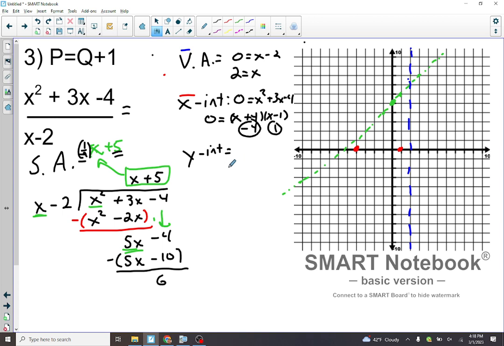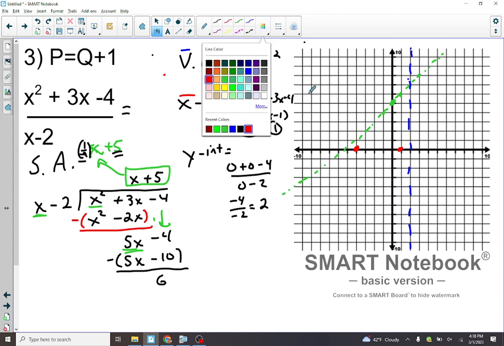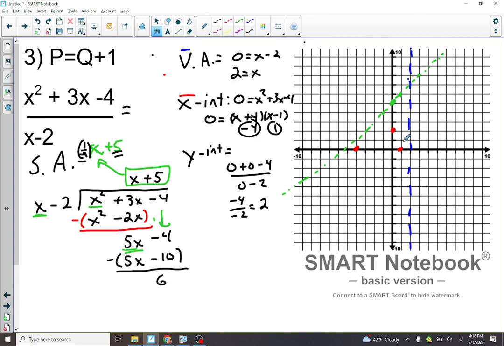Plug in 0 for all the x's. That cancels out over everything. Wait, what? All the lines just go. So then you're just left with negative 4 over negative 2, which is just 2. So now on the y-axis, I make a dot at 2.